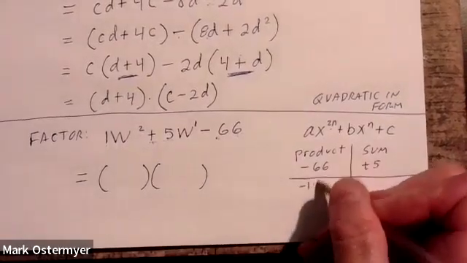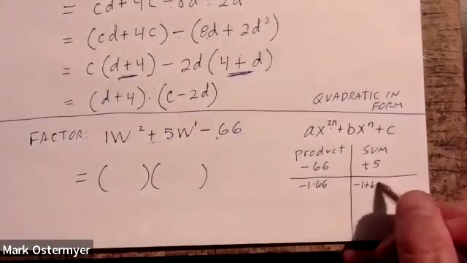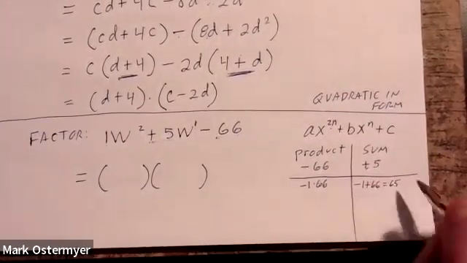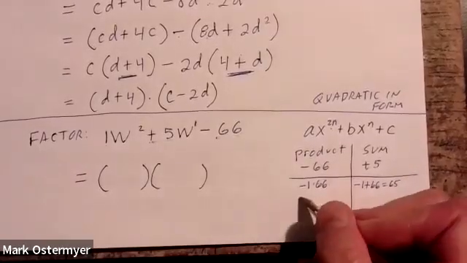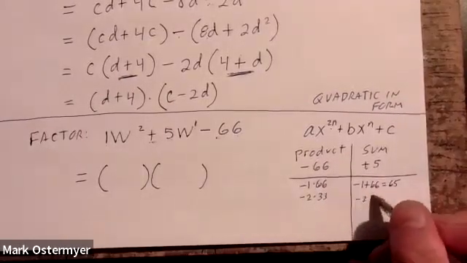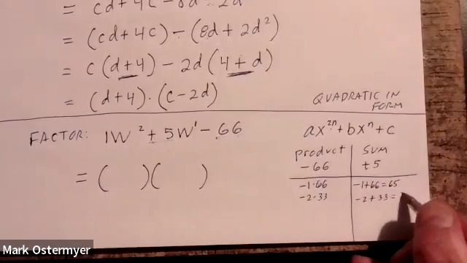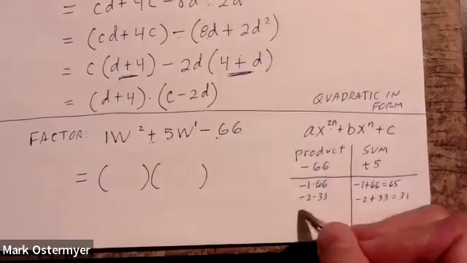So -1 times 66. But these are no good because -1 plus 66 adds up to 65. And that's not even close to our 5 here. So we must continue the search. -2 and 33 are factors of -66, but these are no good because these sum up to 31. We need to have them sum up to 5. We've got to continue to search.